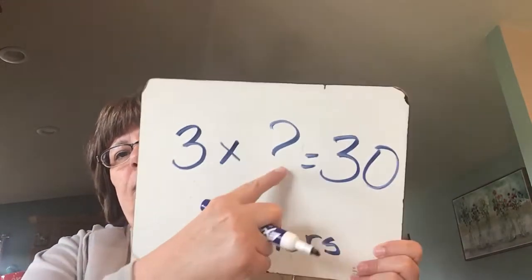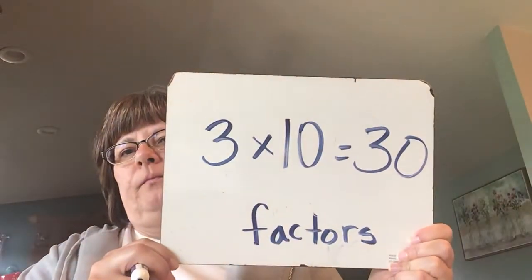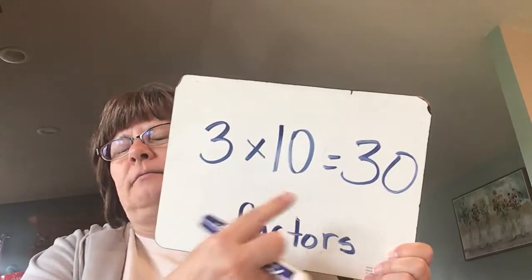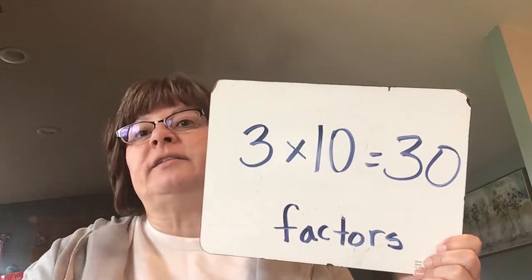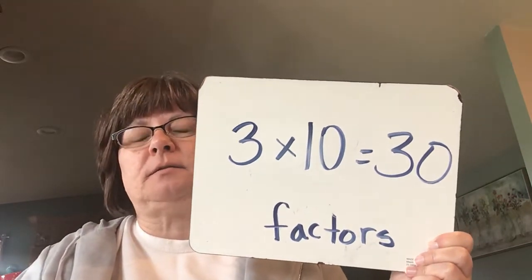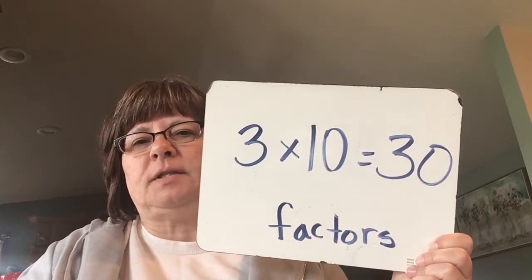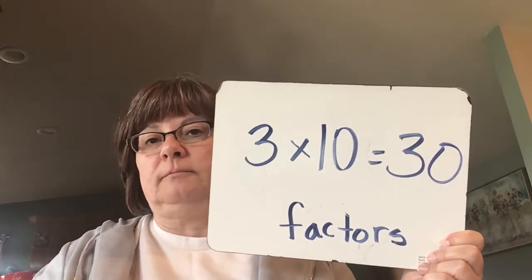Unknown factor. One factor is 3. Product is 30. You know this one. Okay, so 2 factors of 30, 3 and 10. How about 1 and 30? How about 5 and 6? You know that one, 5 times 6. How about 3 times, oh, I did 3 times 10. What else was I thinking of? 15 times 2 would work.